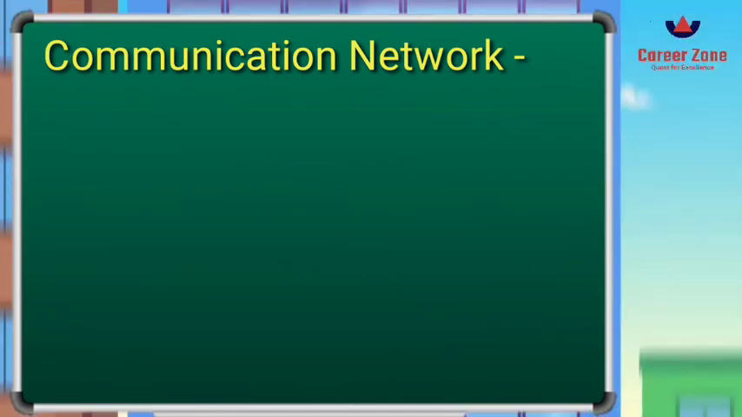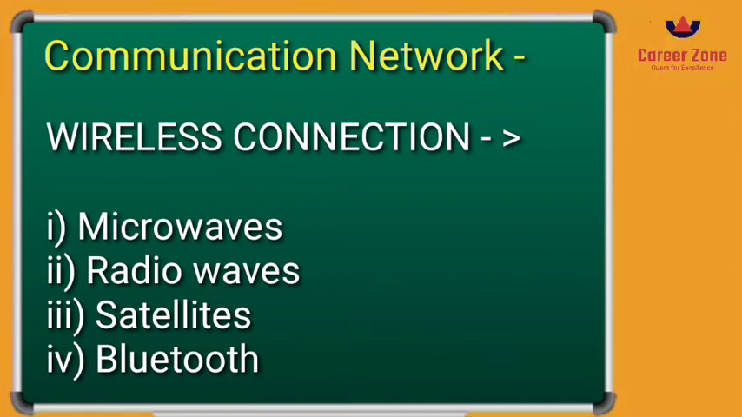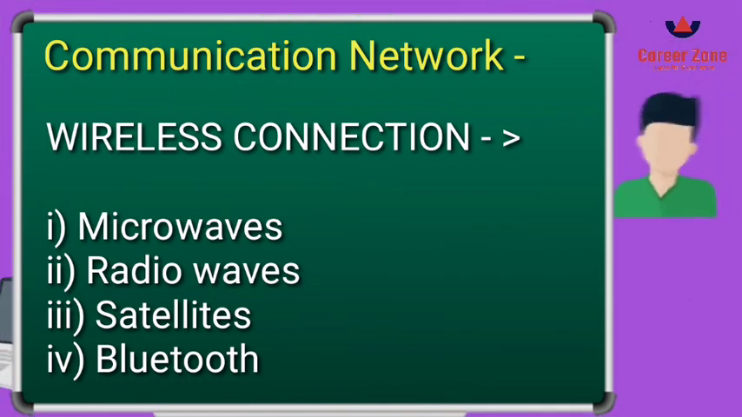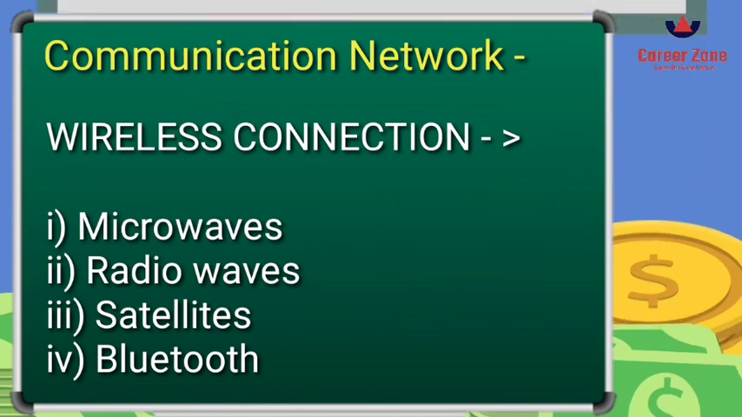Now moving towards the wireless connection, we know that when there is no wire for connecting to the internet, when there is a transmission of electromagnetic signals through free space, that is called a wireless connection. The first example of wireless connection is microwave, second is radio waves, then there is satellite connection, and the last one is Bluetooth. We all know that we connect our mobiles to share data and information with the help of Bluetooth. You just have to switch it on and you can connect to a device available at a near distance, and then you can share the information very easily.